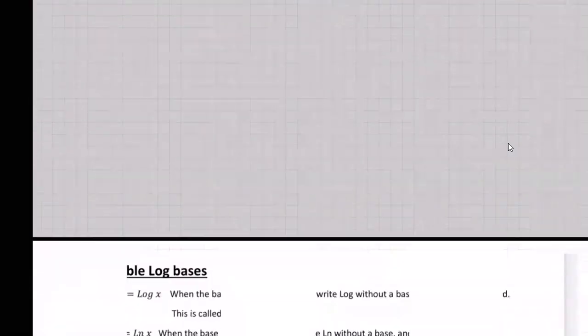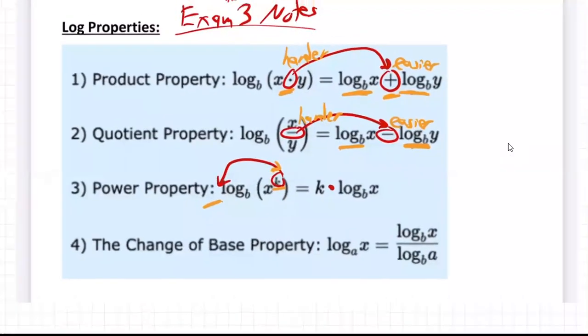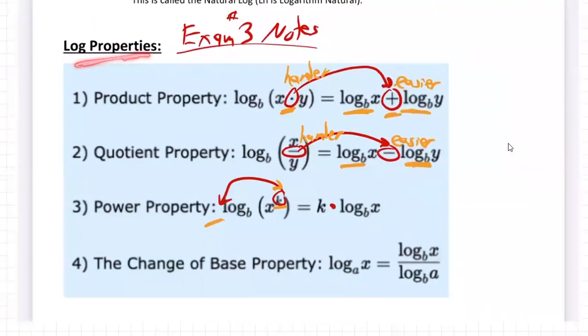Okay, let's review the rules. Here are the log properties, and these go for ln just the same as log. ln is just a type of log with a base of e. Okay, what are the rules? Multiplying for one log becomes adding for two, becomes easier, right? Adding and subtracting are easier operations. You learned them when you were in kindergarten, first grade.